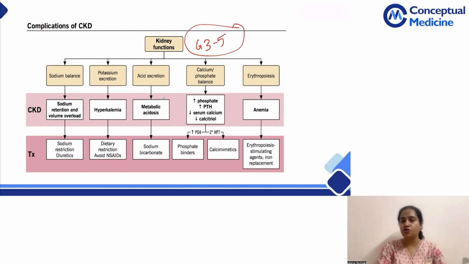In acid base excretion, metabolic acidosis starts developing by grade 3 to 5. And also you will start seeing hyperphosphatemia, hyperparathyroidism, decreased serum calcium, and decreased calcitriol production.